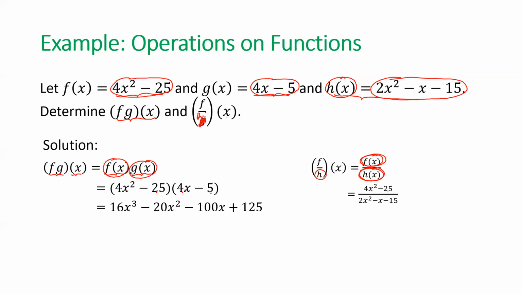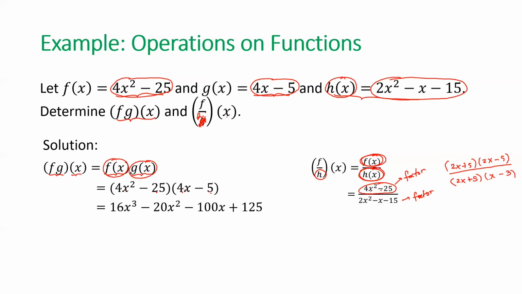But we have to check if there could be some factors that may be canceled out from the numerator and the denominator. So that's why we need to factor the numerator and the denominator. So the numerator here is a difference of two squares. So it can be factored as 2x plus 5 times 2x minus 5, while the denominator can be factored as 2x times x, and then we have minus 3 and then plus 5 here.